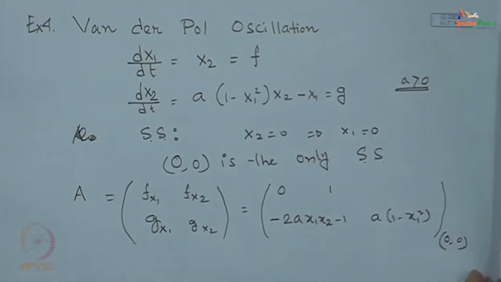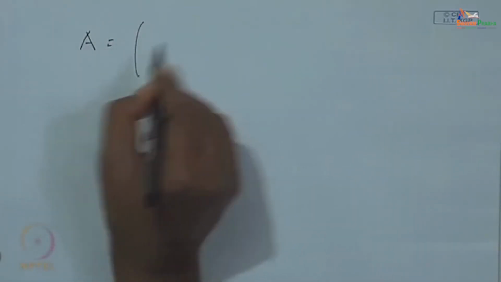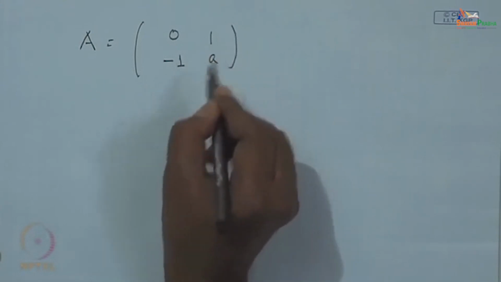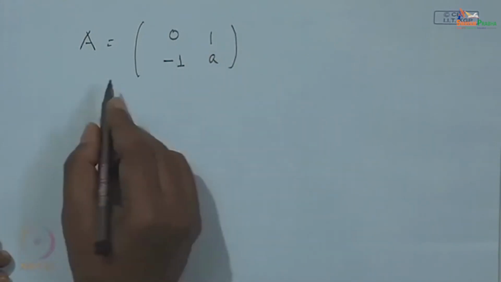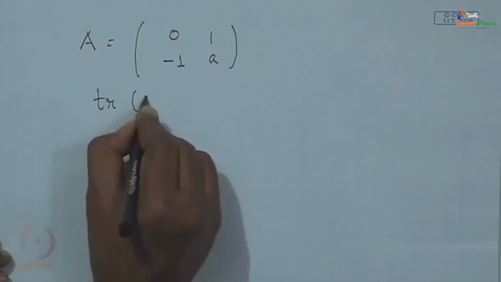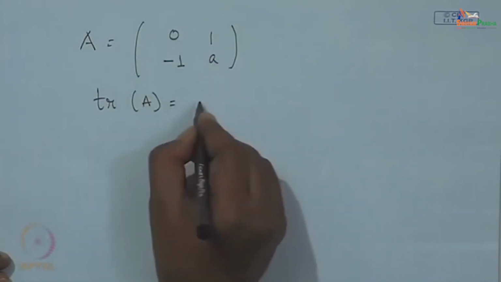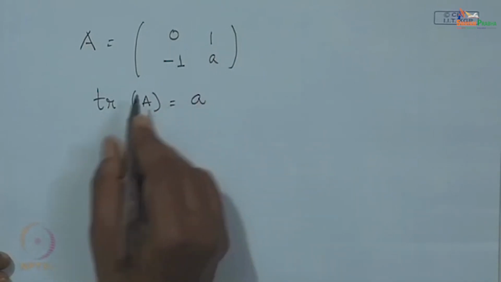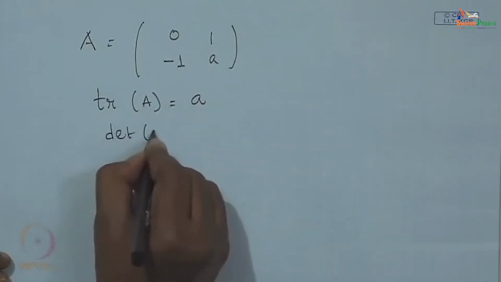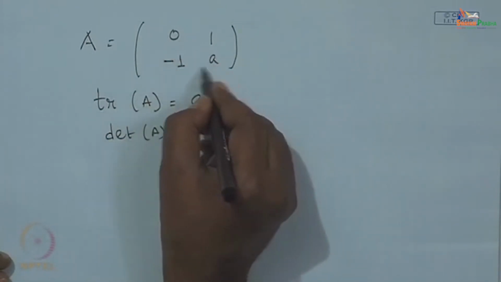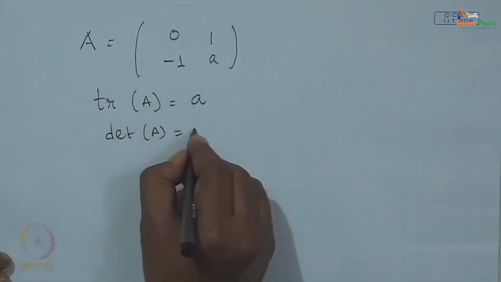If we do so, then after evaluation the Jacobian matrix becomes 0, 1, minus 1 and a. These are the elements of the Jacobian matrix. So, evaluate trace of A. The trace of A is a summation of the diagonal elements. So, it becomes a, and on the other hand determinant of A becomes 0 into a, that is 0, minus minus plus. So, it will be 1.